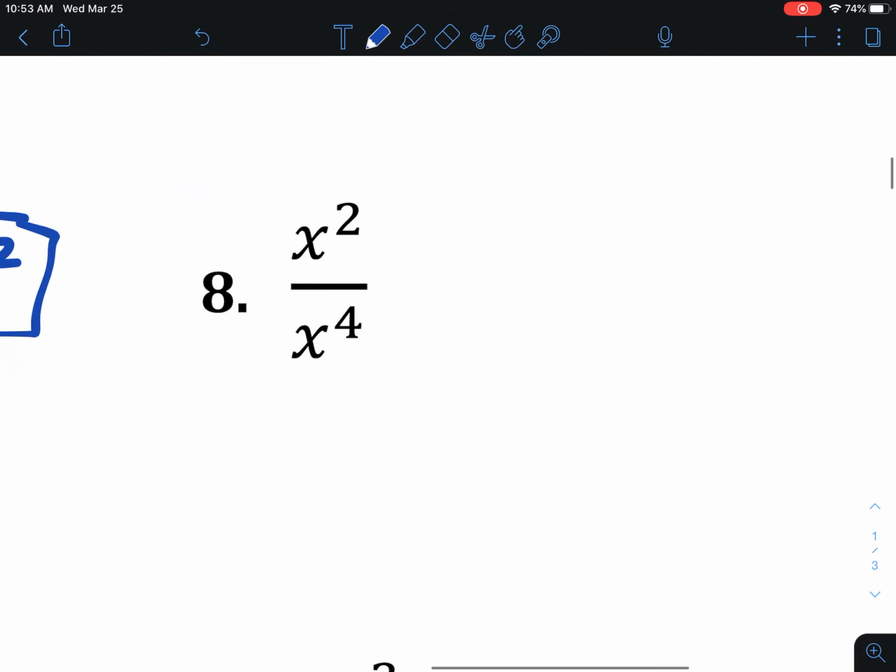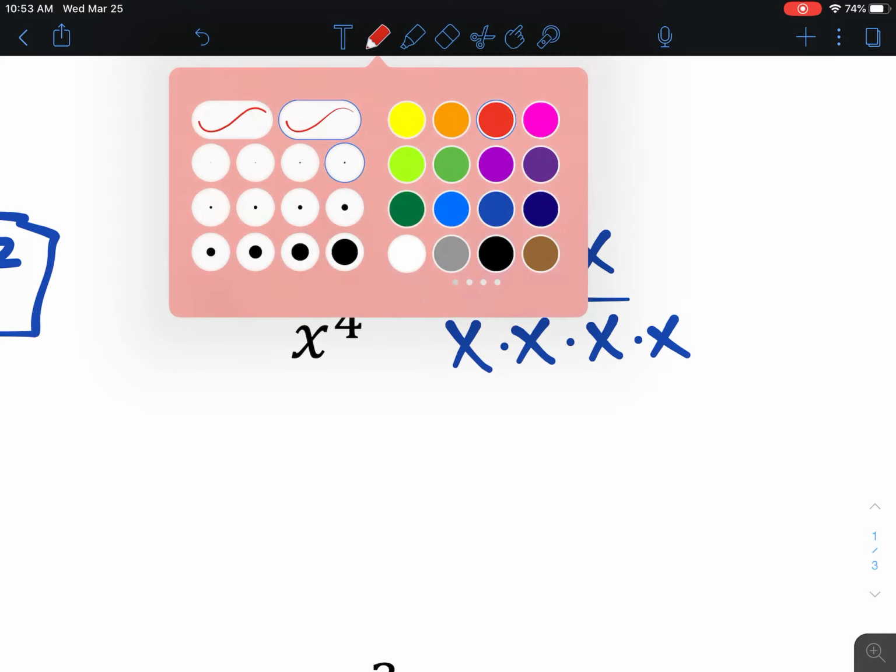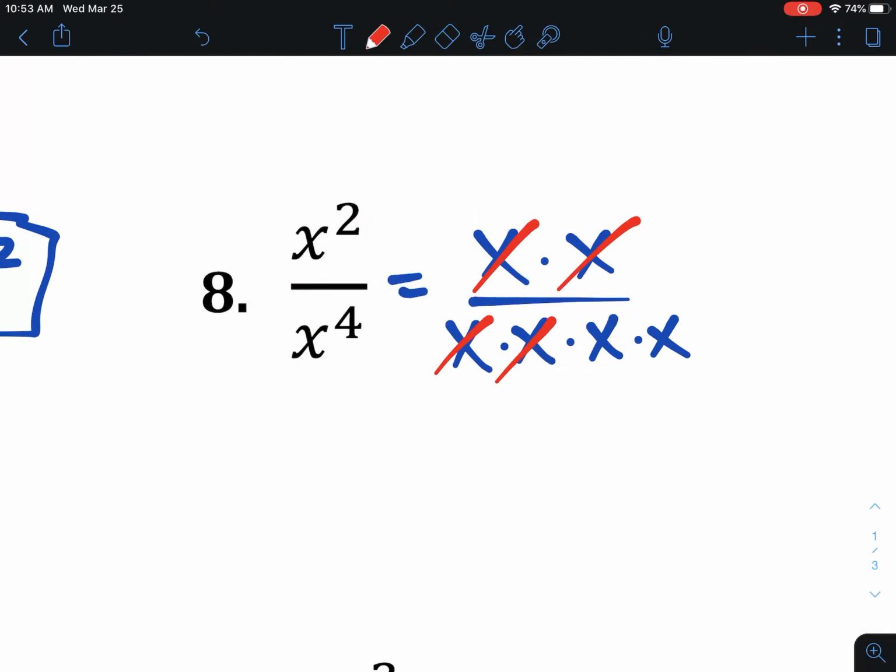So for the next one, let's see what happens here. It's the same problem, just flipped as the previous. So it'd be x times x over x times itself 4 times. Again, we can cancel out 1 with 1, top and bottom. And we see what's left. Well, there's 2 x's left on the bottom. So x squared on the bottom, and there's nothing left up top. Don't call it 0, though. Call it 1. So it's 1 over x squared.